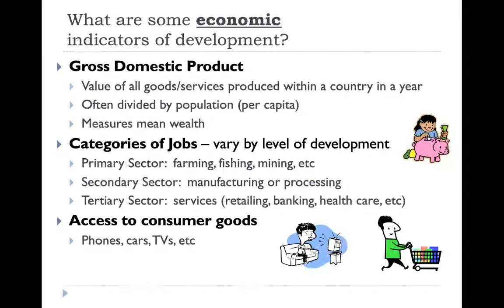Okay. A final level of economic indicators for development is your access to consumer goods. How many citizens have cell phones, cars, TVs, things like that. The higher your access, the higher your level of development.